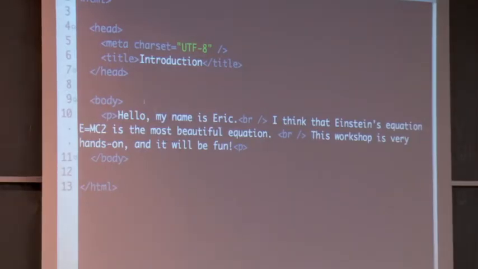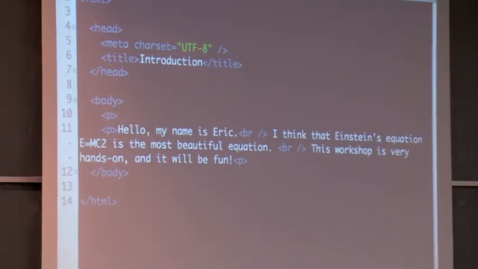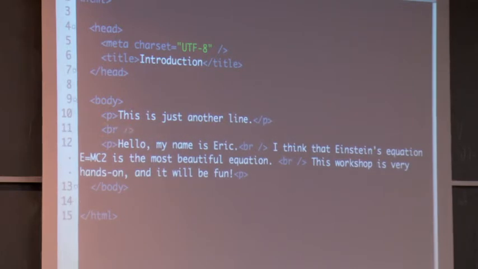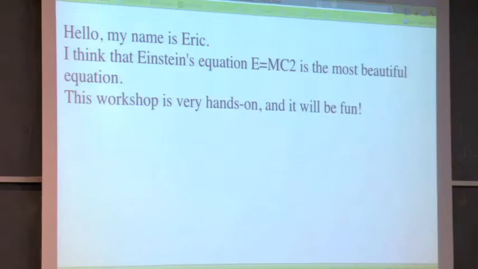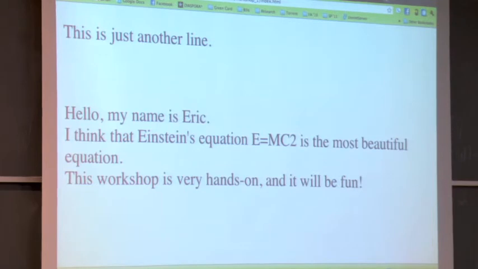Let's see. What if I have another paragraph? This is just another line. I'm going to have a break here to separate those two paragraphs, just a little more. So I'm going to have like 10 spaces over here. I'm going to have a couple of line breaks down there. What do you think is going to happen? Nothing. Nothing. Nada. If you render it on your web browser, it's just another line. It's all on one line.